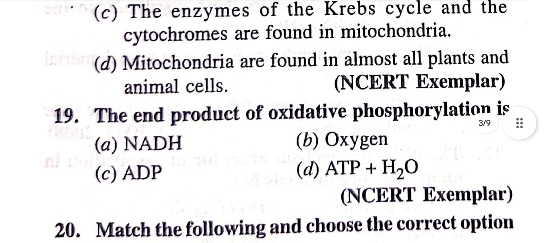Then question number 19, the end product of oxidative phosphorylation. Option A NADH, option B oxygen, option C ATP, option D ATP plus H2O. So the end products of oxidative phosphorylation, one is H2O, another one is ATP, adenosine triphosphate.